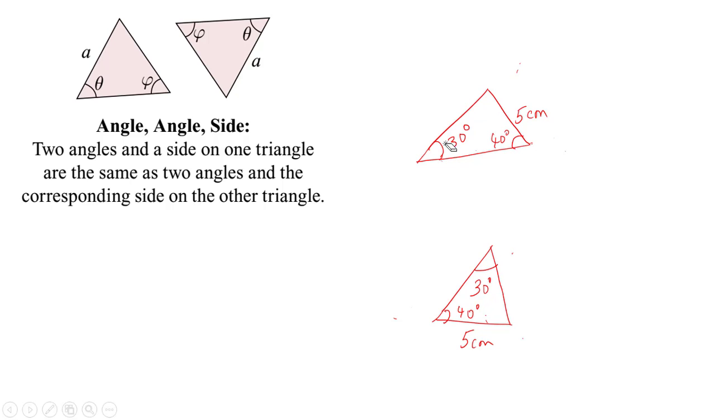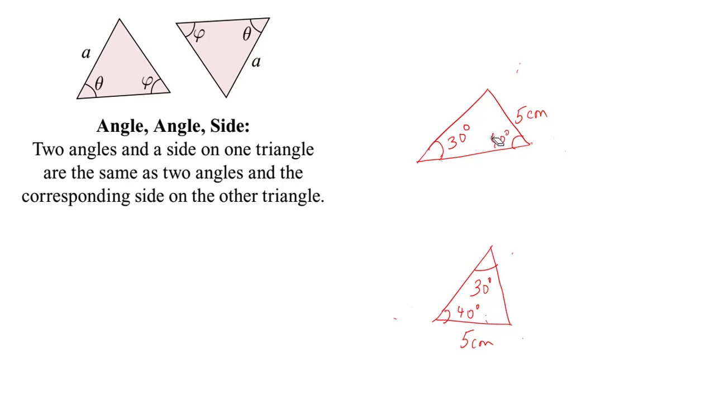If you look at the 30, this 30 degrees is opposite to this side, 5 centimeters. Likewise, this 30 degrees is opposite to this side, 5 centimeters. So we can now be sure that this 5 centimeters corresponds to this 5 centimeters. They are basically the same side. How do I know that? They are opposite the 30 degrees. And this is likewise opposite the 30 degrees. So that's how I know that they are corresponding. It means they're basically the same sides.